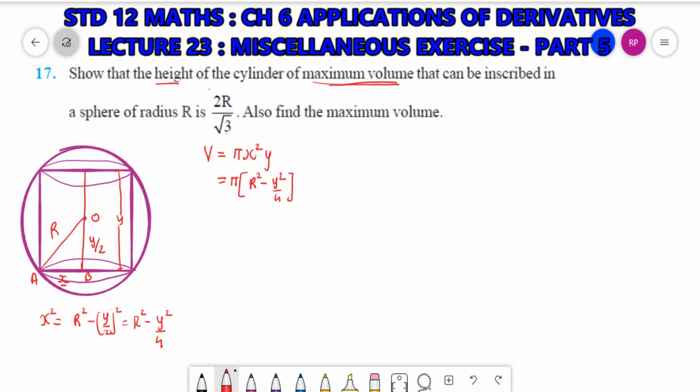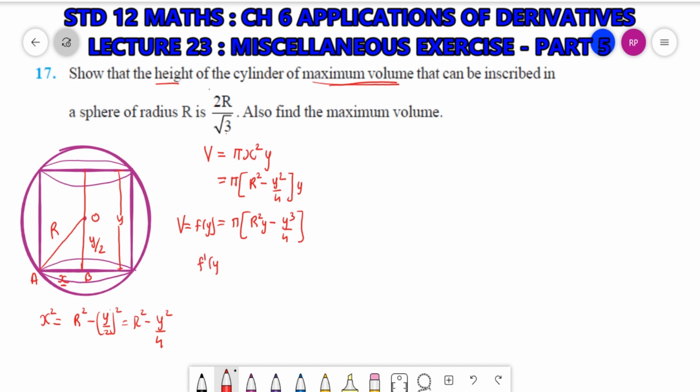4 into y. Let's multiply this y. So pi r square y minus y cube by 4, and this we will take as our function V equal to f of y. Now to find the maximum volume, we need to take f dash y and f double dash y.